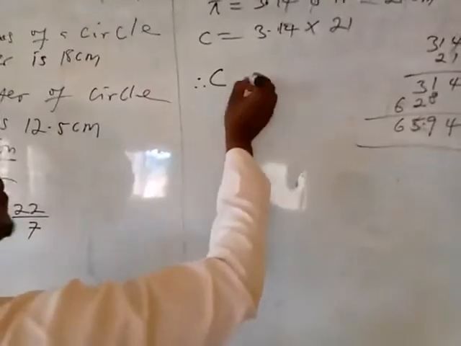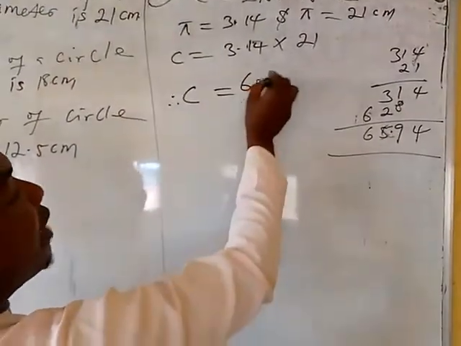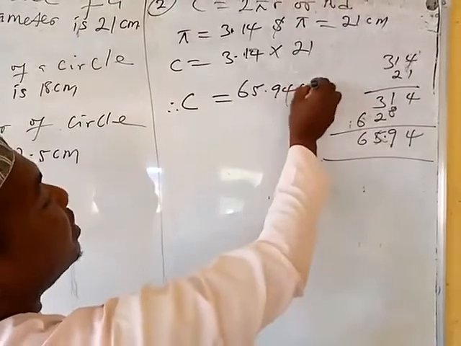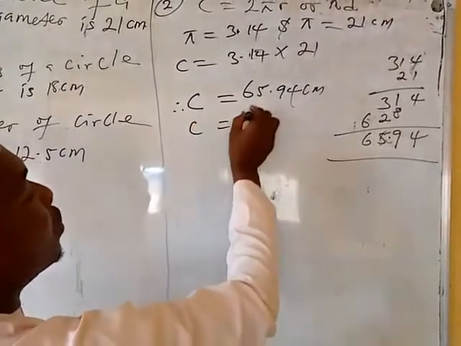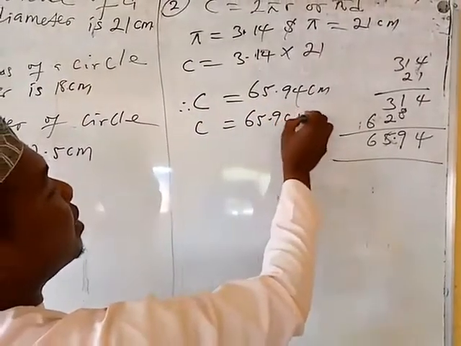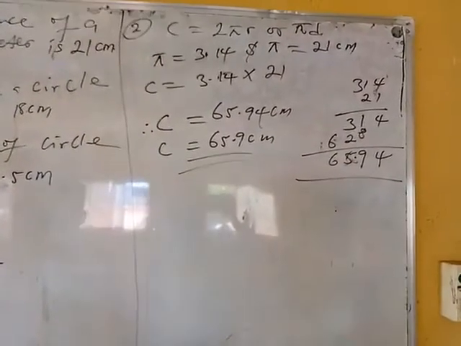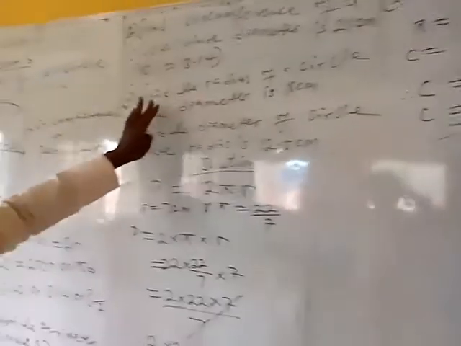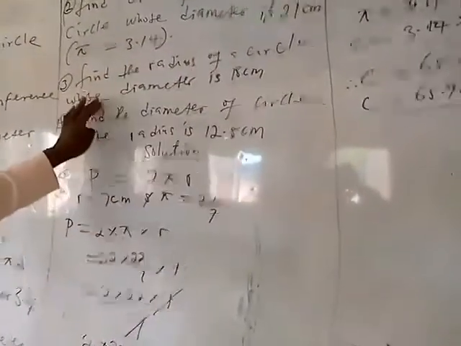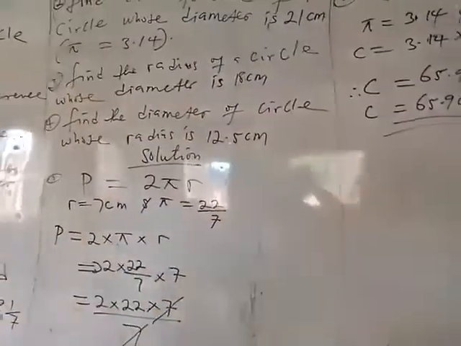Therefore, C is equal to 65.94 centimeter, or C is equal to 65.9 centimeter approximately. So, example 3 of lesson 3, find the radius of a circle whose diameter is 18 centimeter.